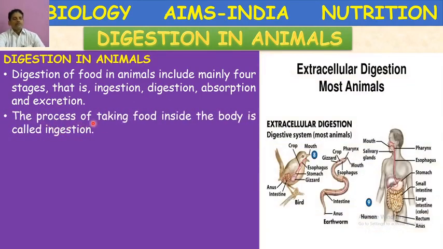First, the process of taking food inside the body is called ingestion. Different organisms take different types of food materials. They use different feeding organs. For example, amoeba uses pseudopodia. Hydra uses tentacles. We human beings, with the help of hands, take the food into the mouth.